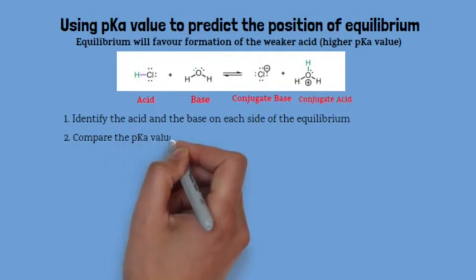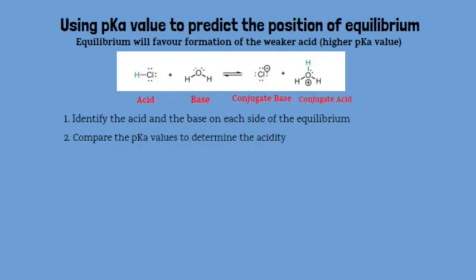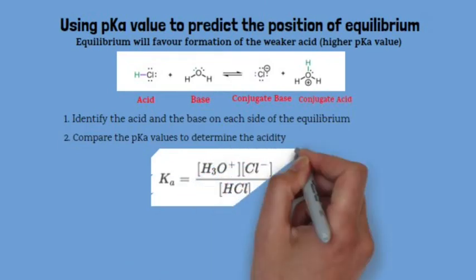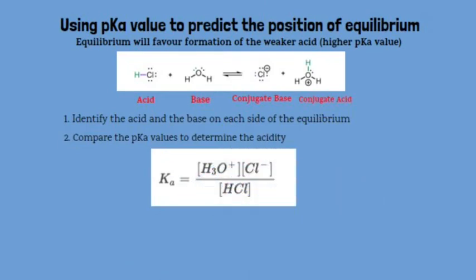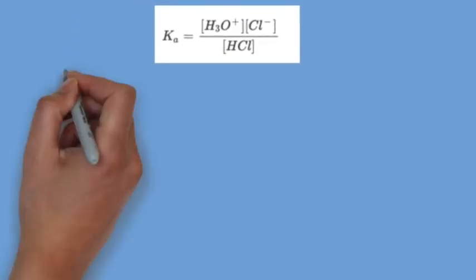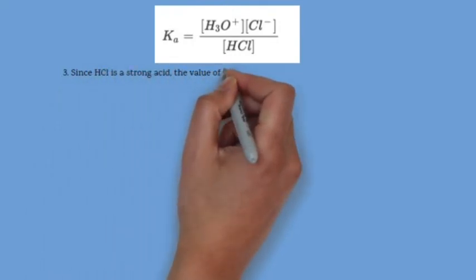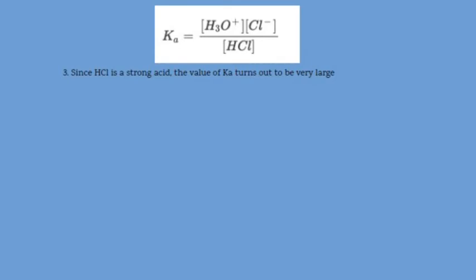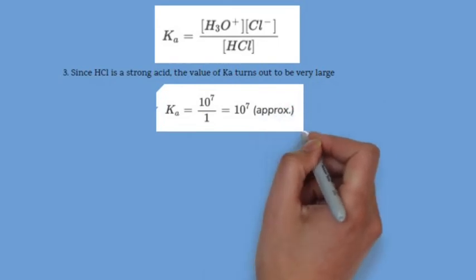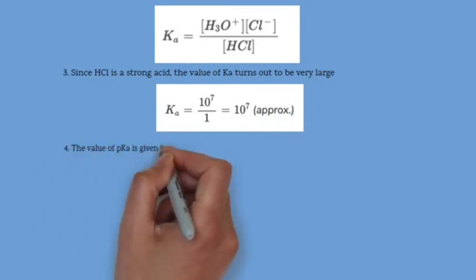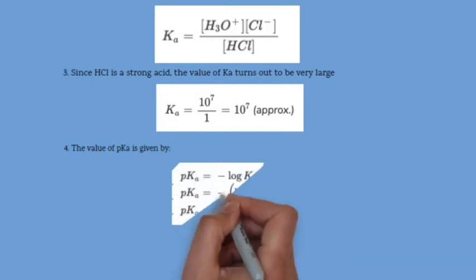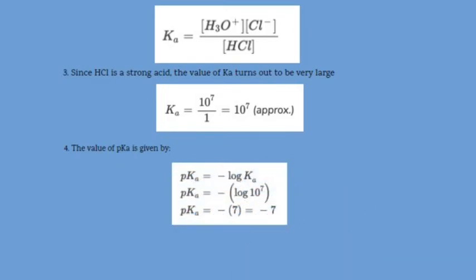Step 2. Now we must compare their pKa values to determine the acidity. Now noting that Ka can be calculated as the ratio of the product of the concentrations of the products to that of the reactant. So in this case, the following. Step 3. Since HCl is a strong acid, the value of Ka turns out to be very large. Ka equals 10 to the 7 over 1, which is approximately 10 to the 7. Now step 4, therefore the value of pKa is given by the following. Step 5, we apply the same calculation to the conjugate acid on the right and find the pKa is negative 1.